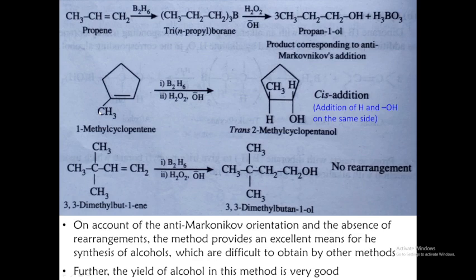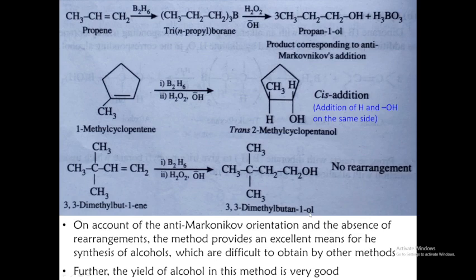When you take another example, 3,3-dimethyl but-1-ene, CH3C(CH3)2CH=CH2, with diborane and alkaline hydrogen peroxide, we get 3,3-dimethyl butan-1-ol. Here also you can see that the boron part goes to the carbon of the carbon-carbon double bond of the alkene having more number of hydrogen atoms, and then that part will become an OH group, the hydroxyl group.